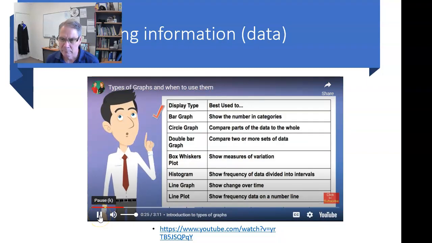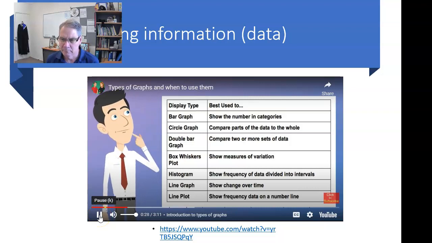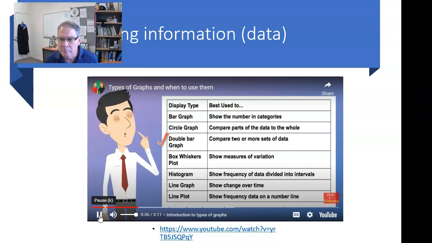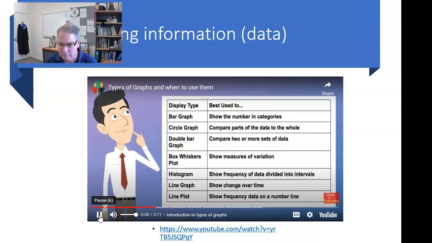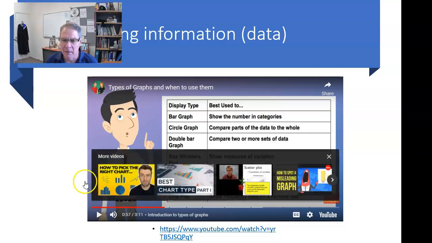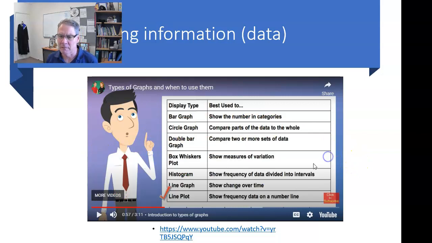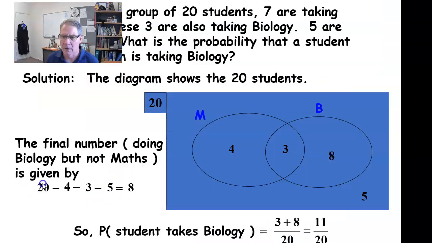First, we have the bar graph, and this shows the number in particular categories. A circle graph compares parts of the data to the whole. A double bar graph is good for comparing. Box and whiskers show measures of variation. A histogram is good to show frequency of data divided into intervals. A line graph shows change over time, and a line plot shows frequency on a number line. So I'm going to leave it there, and we're going to cover most of those things. So let's go and dive into our question.